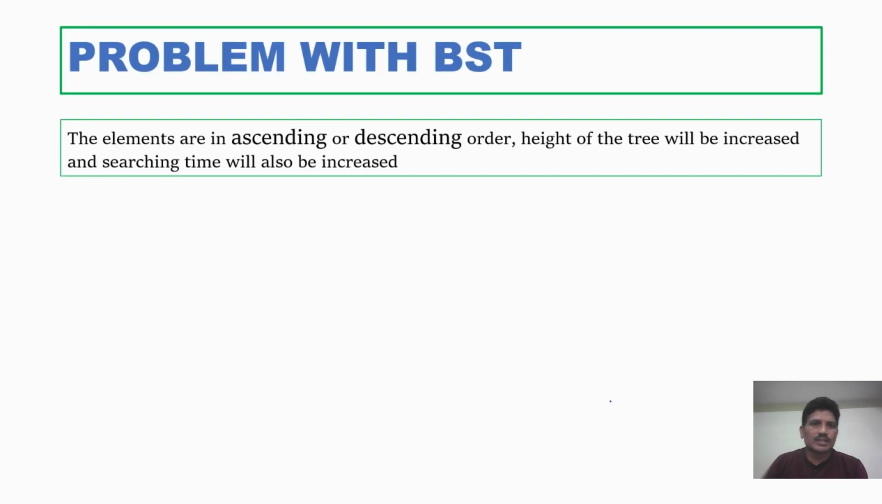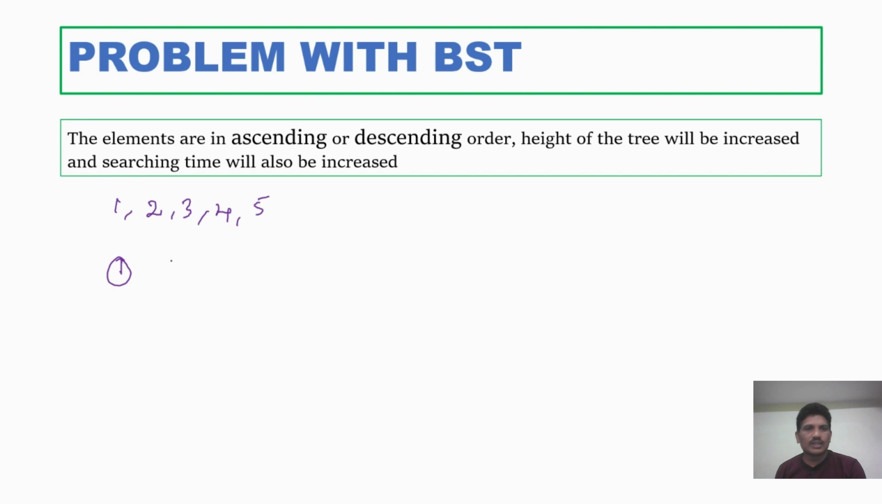What is the problem with the binary search tree? I will tell you once again. If the elements are provided in ascending order or descending order, the height of the tree will increase, and also the searching time will increase. Why? Because if the input is provided as 1, 2, 3, 4, 5, 6, how can you construct the binary search tree?